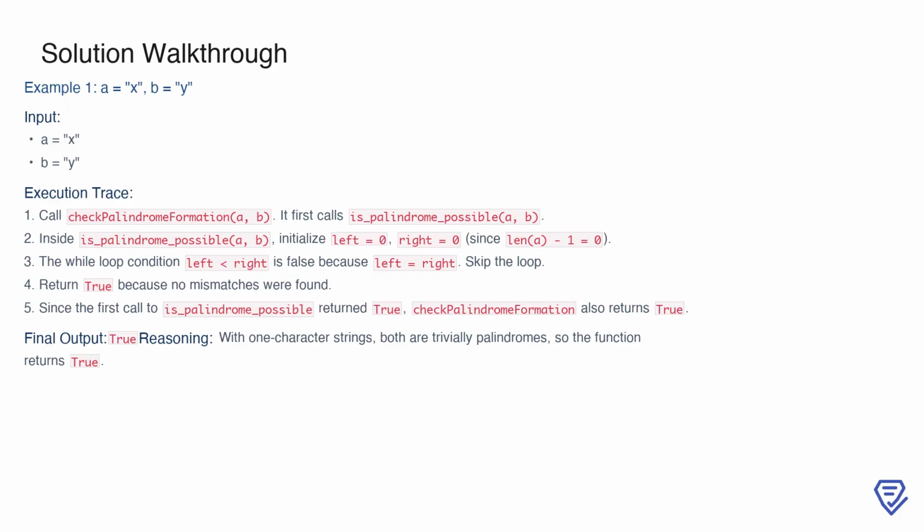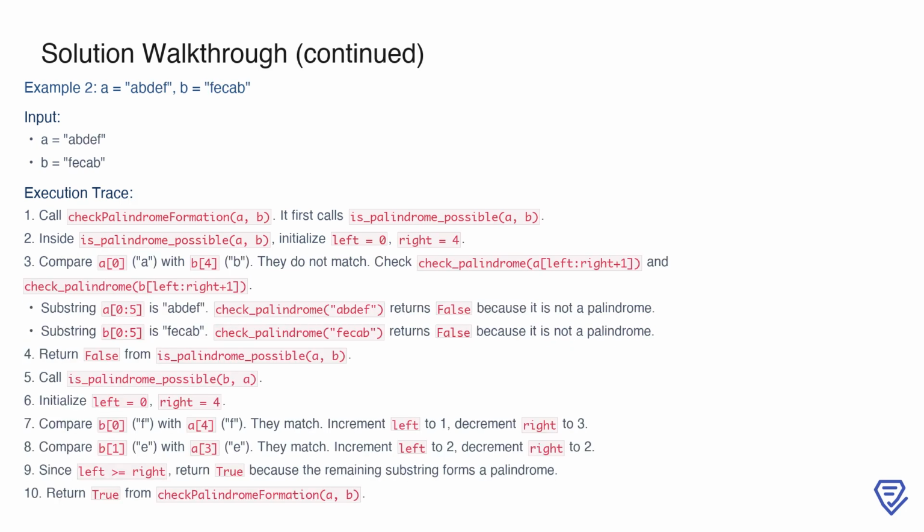Consequently, the main function also returns true. The reasoning is straightforward, single-character strings are always palindromes by definition, so the output is true. Now let's analyze a slightly more complex example with A equals abdef and B equals fcab.